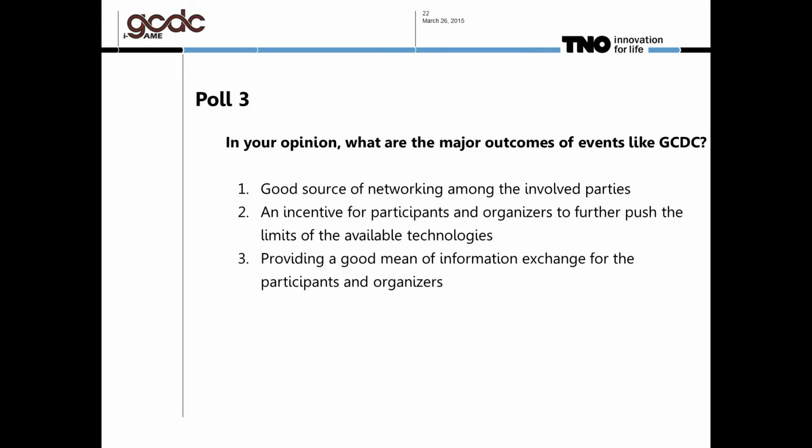Another question is, I'm not sure I understand it very well, but how can GCDC reduce the concerns of automation failure based on the assumed scenarios? I don't know if you understand the question. Can you repeat it once more? Yeah. How can GCDC reduce the concerns of automation failure based on the assumed scenarios?